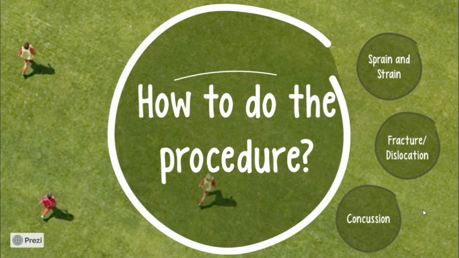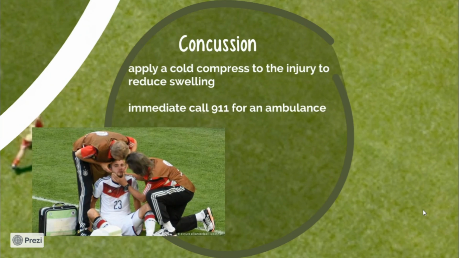So that is the fracture and dislocation, or how to do the first aid treatment for the fracture or dislocation. Now, we have here the fifth one, or the last one, the concussion. Concussion is considered one of the worst injuries in playing sports because it affects the head, the important part of our body, the brain.